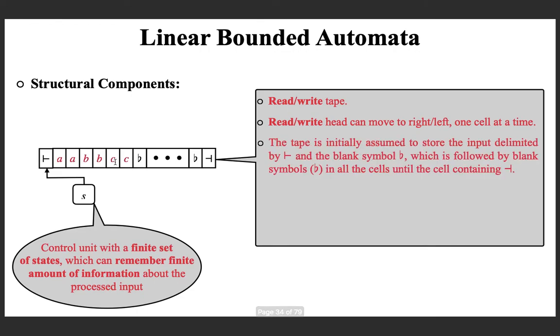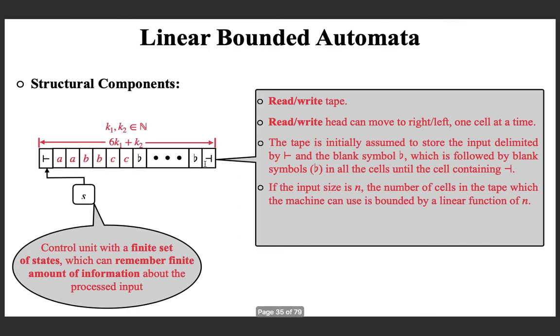And the third point, the tape is initially assumed to contain the input string. Here it is A square, B square, C square, delimited with the left hand marker on the left, and this is called a blank symbol on the right. And after that, until you reach the last symbol of the tape, all symbols are going to be the blank symbol. So initially the input just after the left hand marker followed by a string of blank symbols is going to be the initial content of the tape.